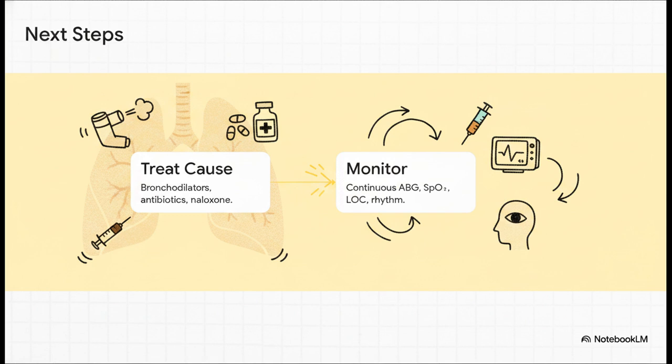And finally, priority number 5 is continuous monitoring. You've got to keep a close eye on those ABGs, pulse oximetry, and their level of consciousness so you can catch any further decompensation early.